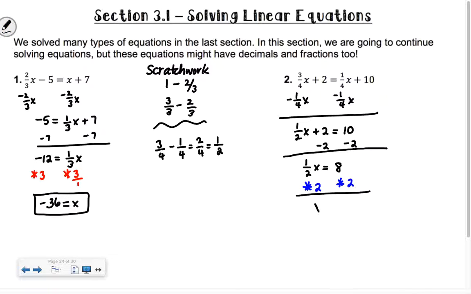So when we do that, we get x is equal to 16. Okay, and that's our answer.